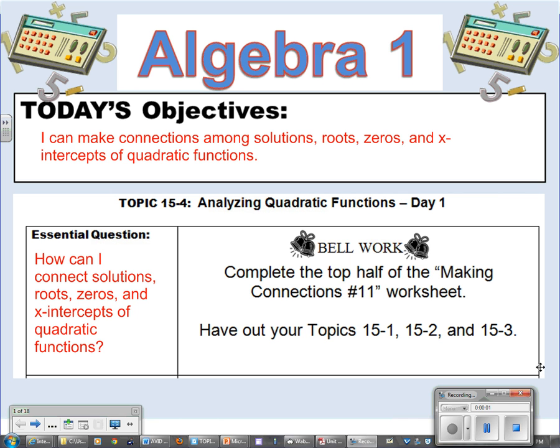This is topic 15-4, Analyzing Quadratic Functions, Day 1. Our central question today is how can I connect solutions, roots, zeros, and x-intercepts of a quadratic function? And we will be using a calculator in order to do this.